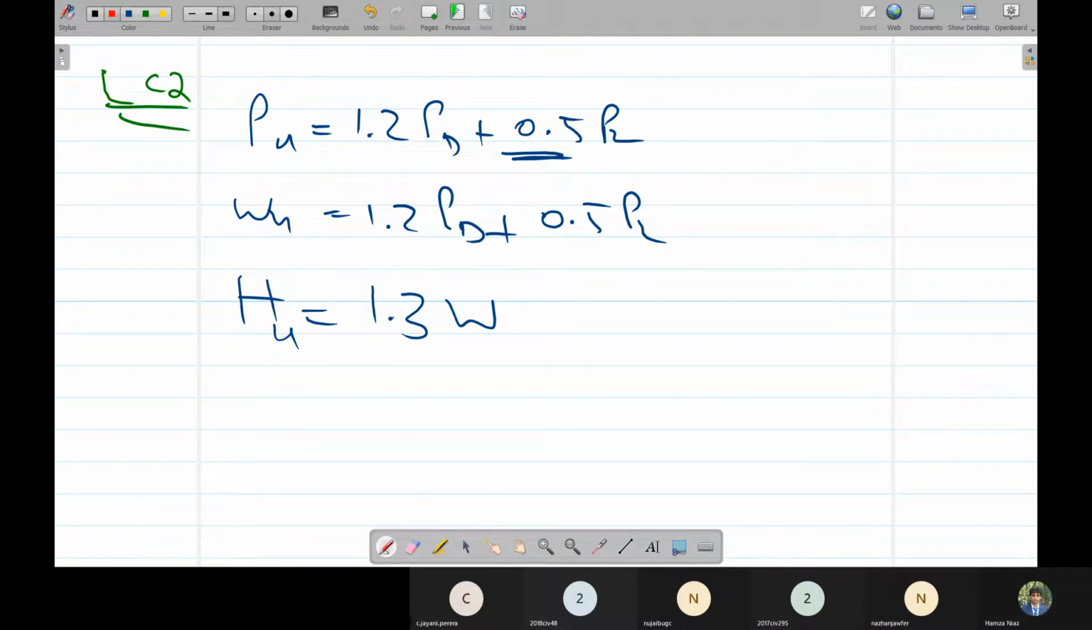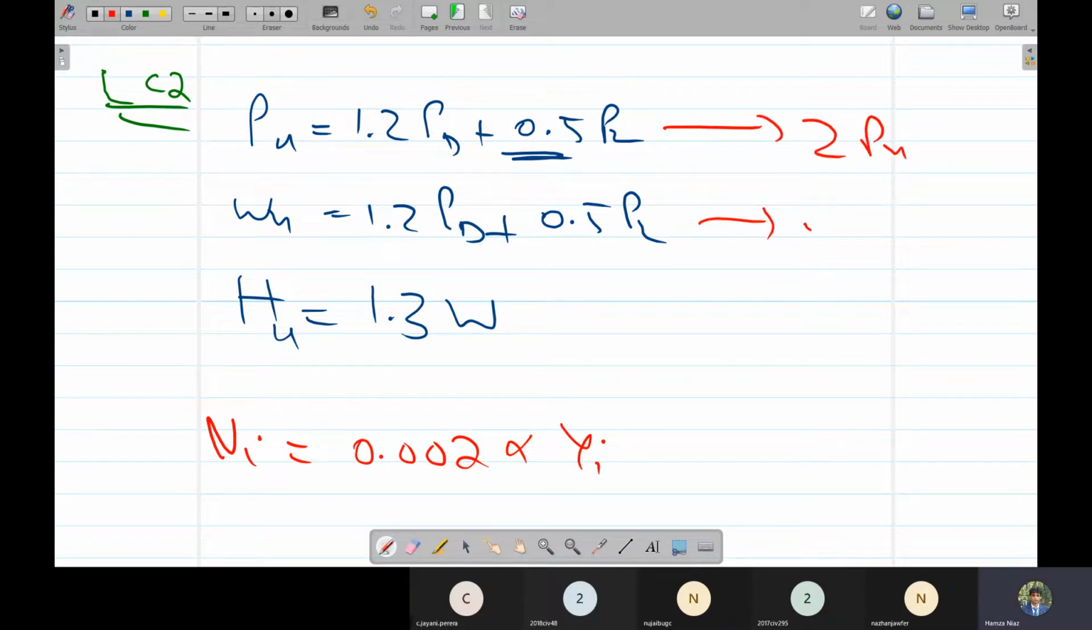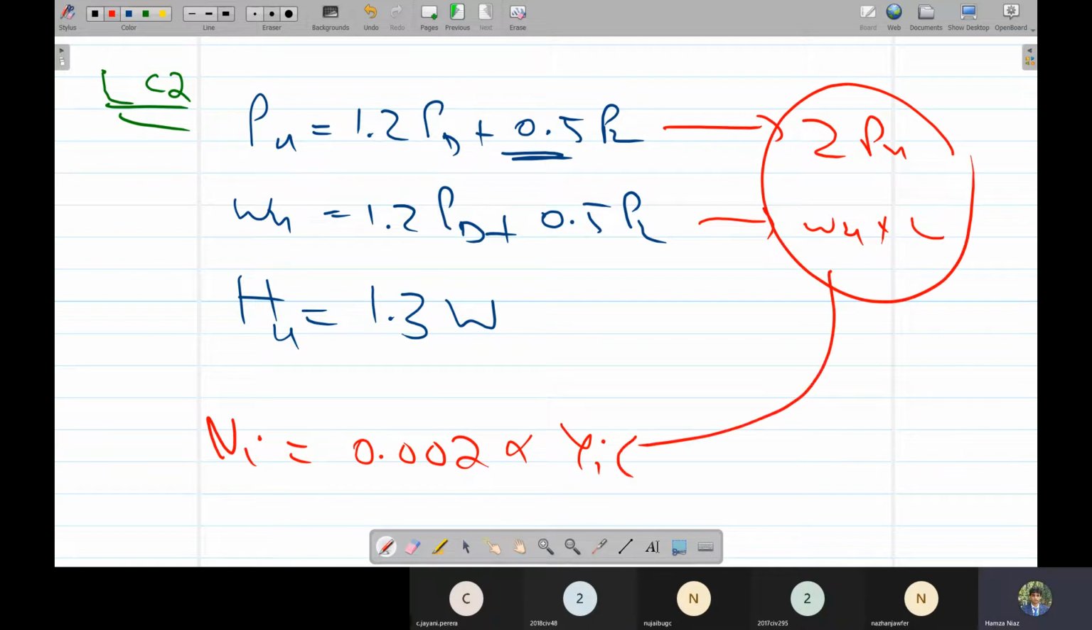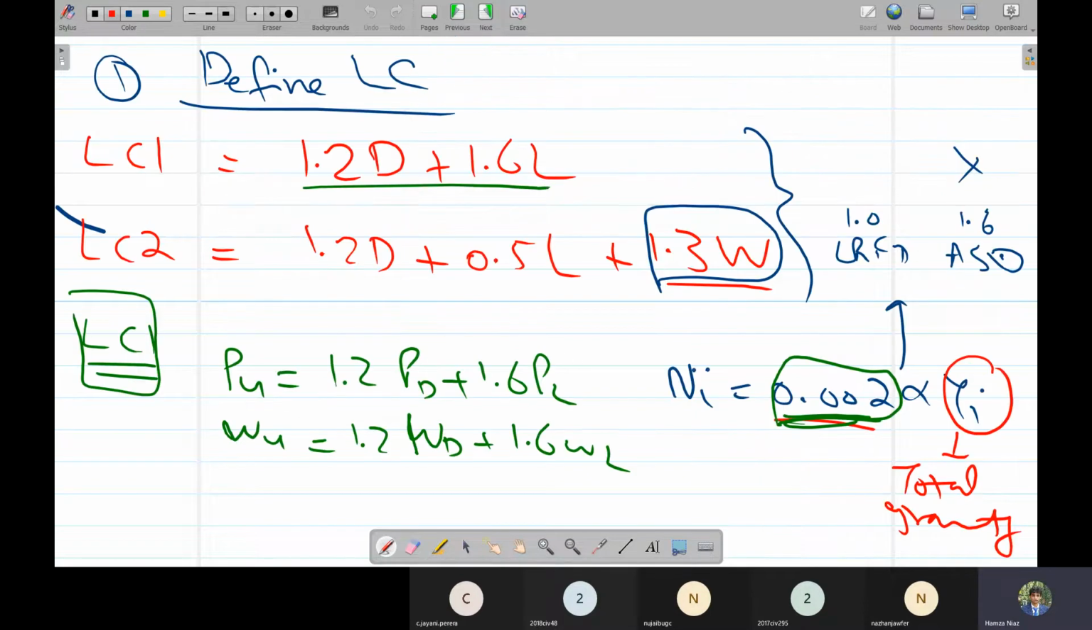The last one is notional load again. We'll use this notional load in every load combination: 0.002 into alpha into Yi. Yi would be 2 times PU plus omega U into L. This PU and omega U we'll use for this Yi, and this PU and omega U we'll use for this one. Each load combination would have its own Yi.